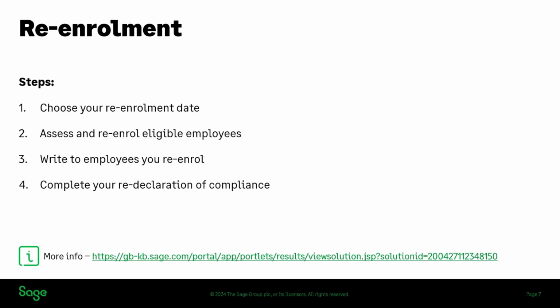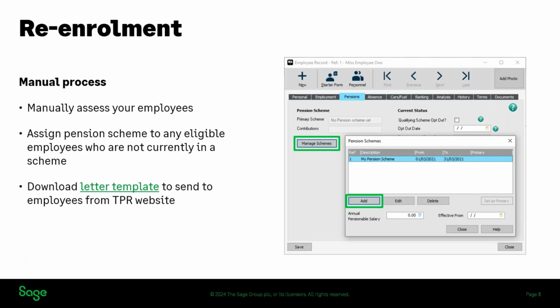So let's take a look at these steps if you were to do this manually. If you don't have our pensions module, a lot of this is a manual process. So you will need to manually assess your employees: employees aged between 22 and state pension age who earn more than the earnings trigger. That's the equivalent of £10,000 a year, so £833 a month or £192 per week. If they're the right age and they earn the right wage, and they'd previously opted out or left the pension scheme, they'll need to go back in with effect from your re-enrolment date.